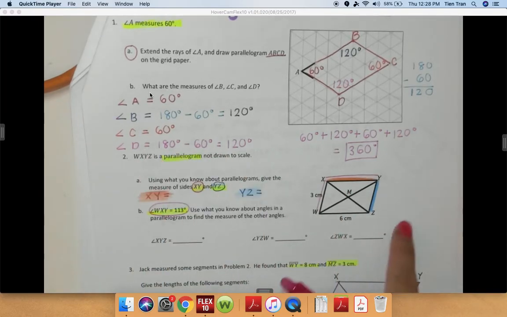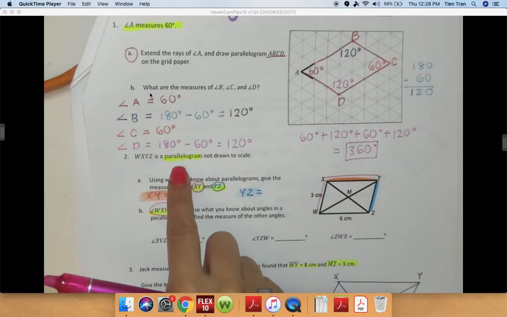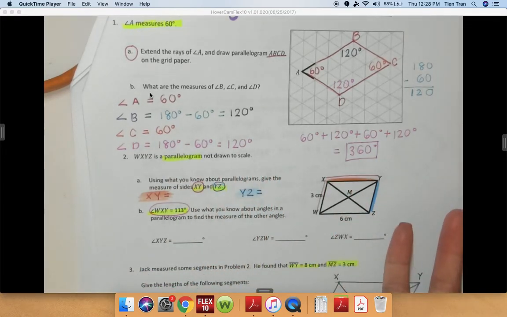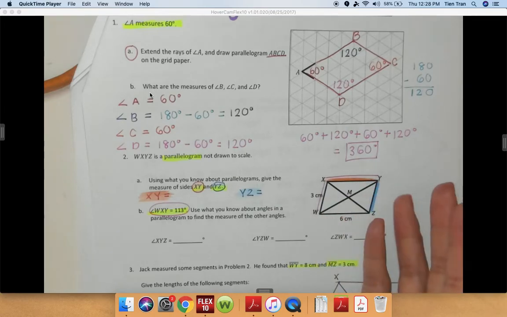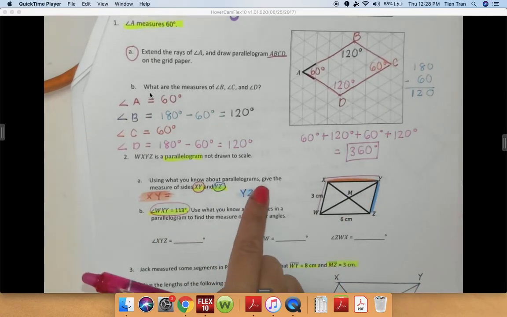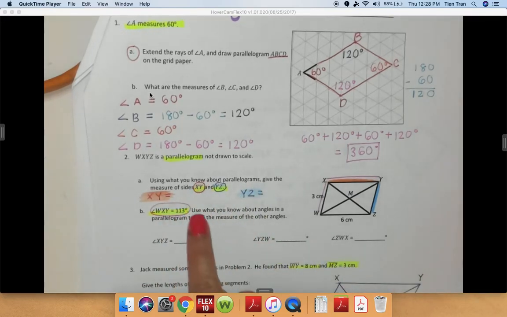WXYZ, which is this shape right here, is a parallelogram not drawn to scale. So it's basically telling you it's not exactly this small, right? A. Using what you know about parallelograms, give the measure of sides XY and YZ.